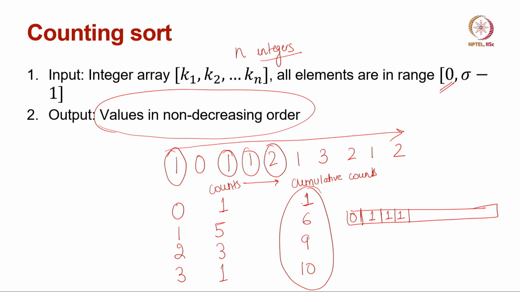Now, for the next entry 2, we know that there are 6 entries which are 0 or 1. Therefore, the number 2 must go at the 7th position of the array. So, I can directly put number 2 at the 7th position, and this is how the counting sort works: we look at these cumulative counts and directly put all the elements at their correct position in the sorted array.